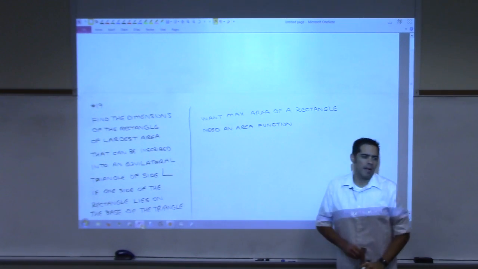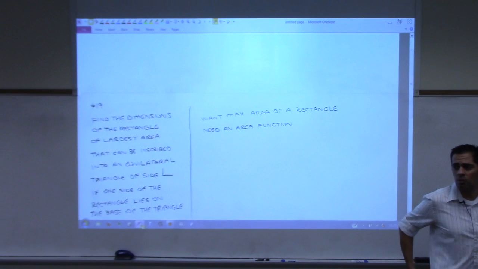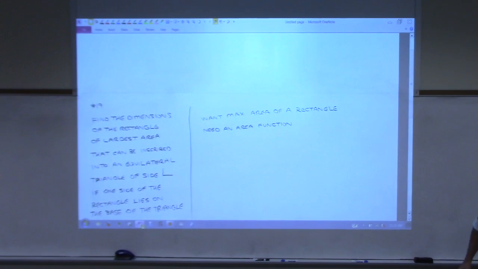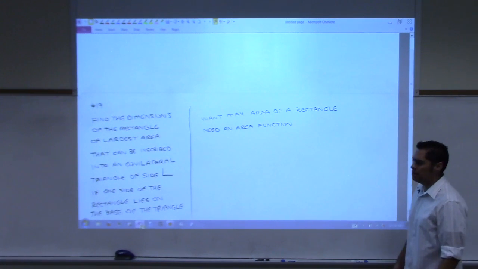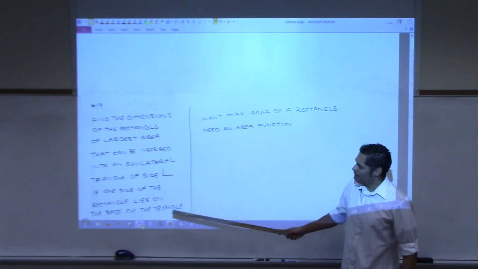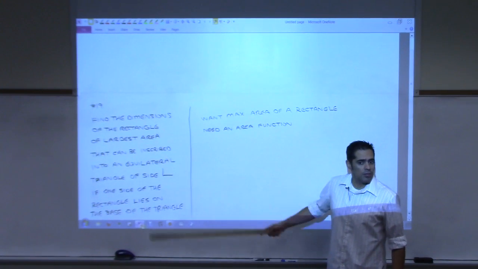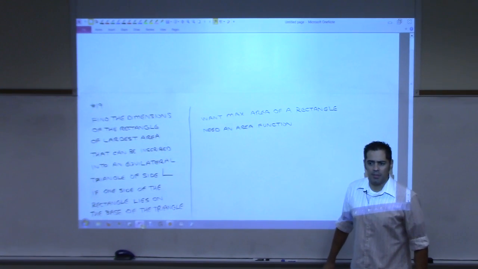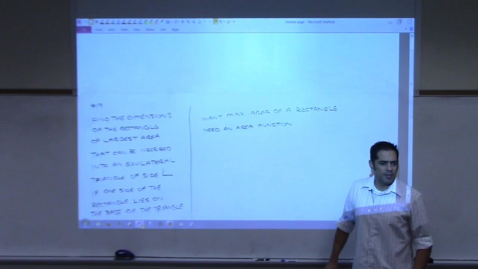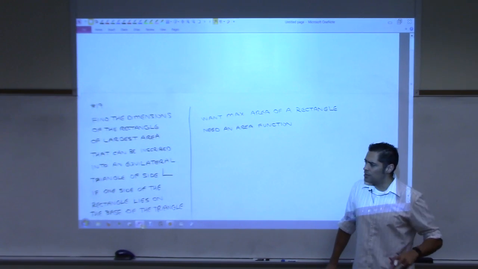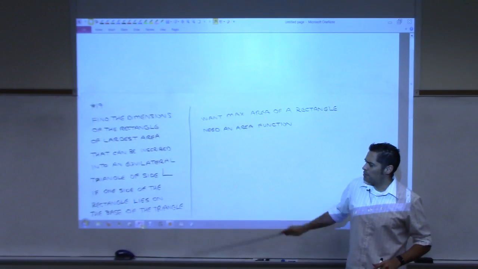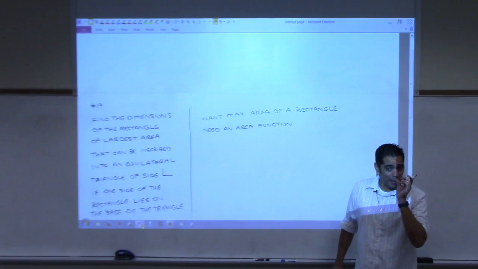Well, the area of a rectangle is pretty simple, right? Length times width, and we're done. The problem is this rectangle can't just be sitting there doing whatever it wants to do. It's got to be inscribed into this triangle. Now, what does it mean to be inscribed? It's inside of it, but it's touching the edges of the triangle. And one of the sides of my rectangle lies on the base of this triangle.